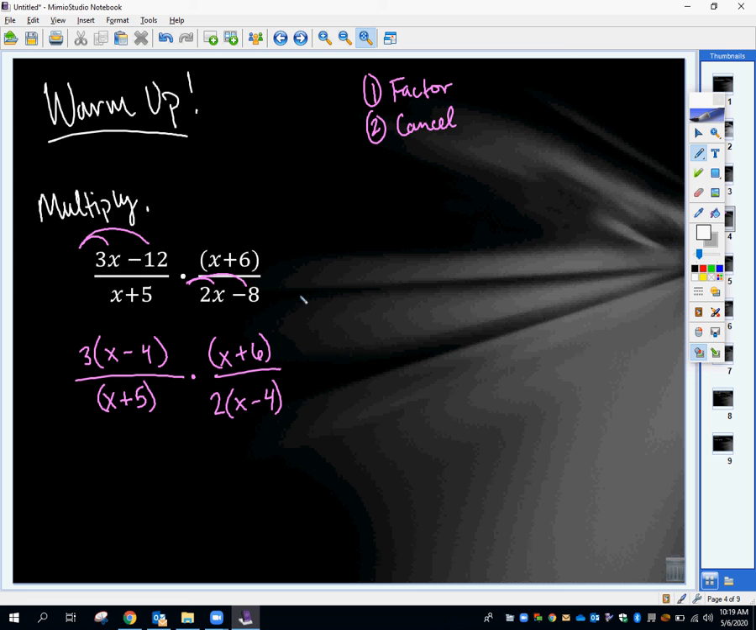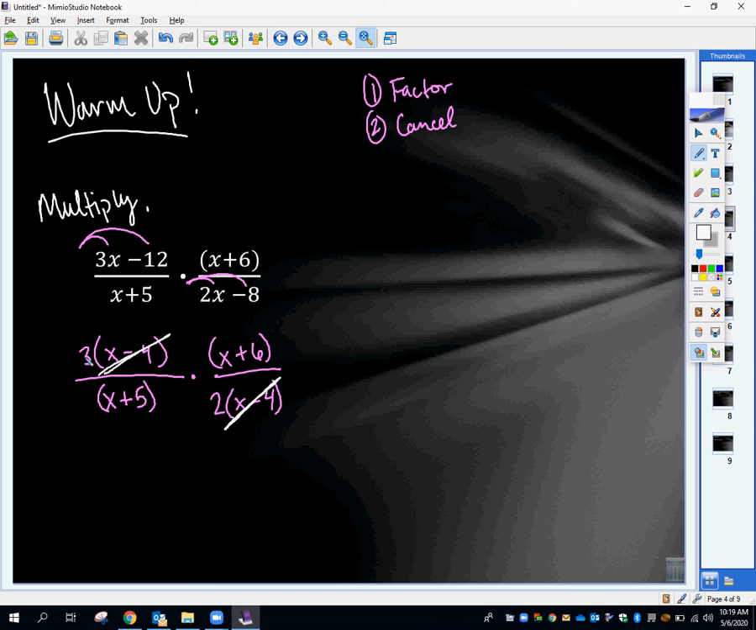The reason I put everything in parentheses is because I don't just want to cancel out an x and an x, right? Those aren't common factors because they're trapped with an expression. This is x plus 5 as one entity. Same thing, x plus 6. So what I can cancel is the entire x minus 4 entity, but I can't cancel anything else.